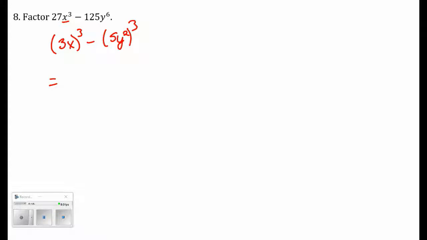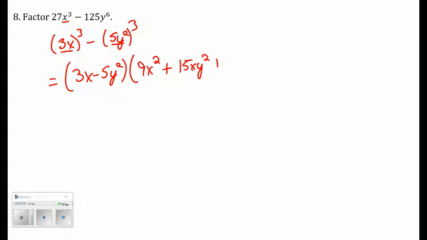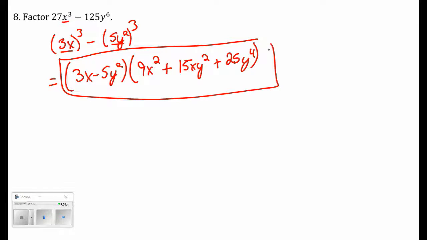So, this factors as 3x minus 5y squared, same sign, times the first thing squared, which is 9x squared, opposite sign, multiply these two together. 3 times 5 is 15, xy squared, always positive, the last term squared gives me 25y to the 4th. Just reviewing the differences and sums of perfect cubes.